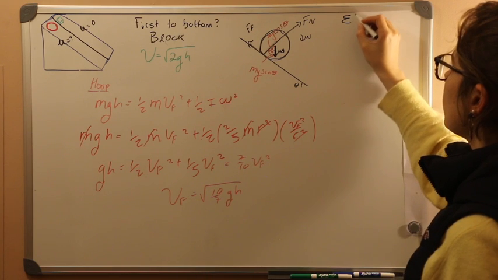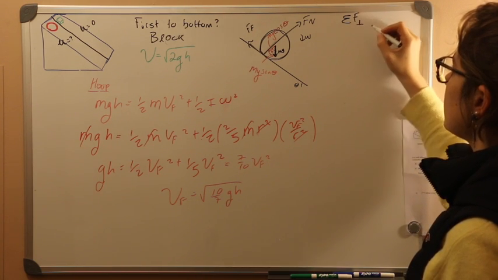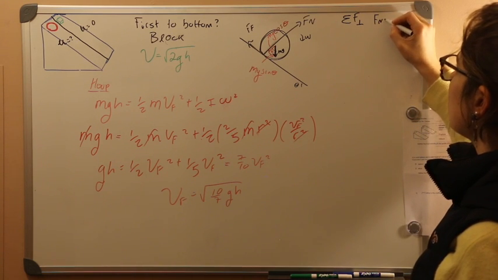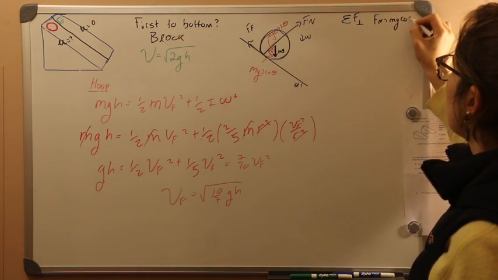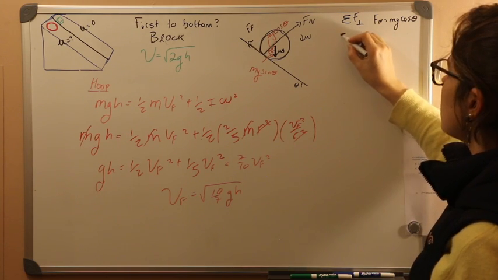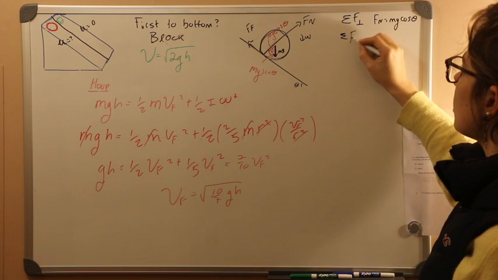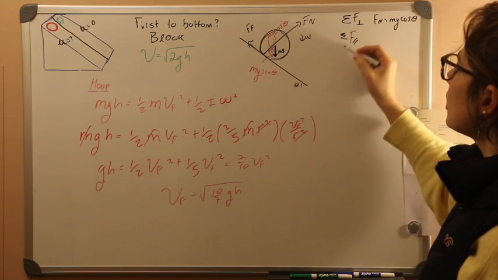So to think about this problem, we can sum torques and sum forces. First let's do what you already know how to do, which is sum forces that are perpendicular to the ramp, in the y direction. With that, we know that Fn will equal mg cos theta, because there's no acceleration in this direction. And then we'll sum the forces that are parallel to the ramp. This will be a little bit more complicated.